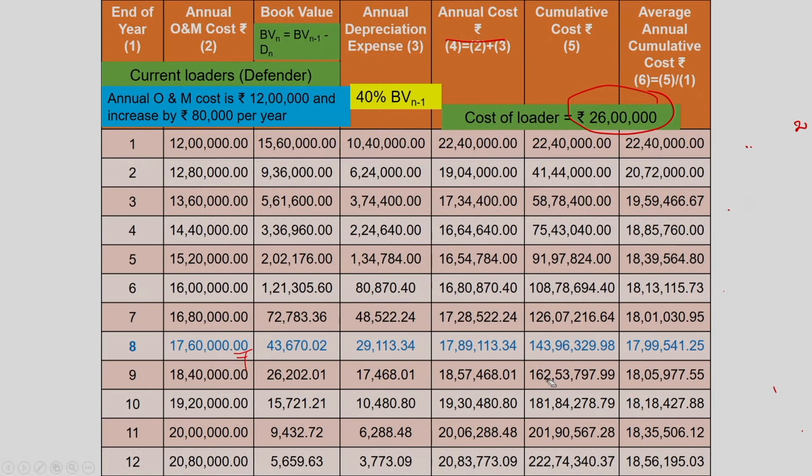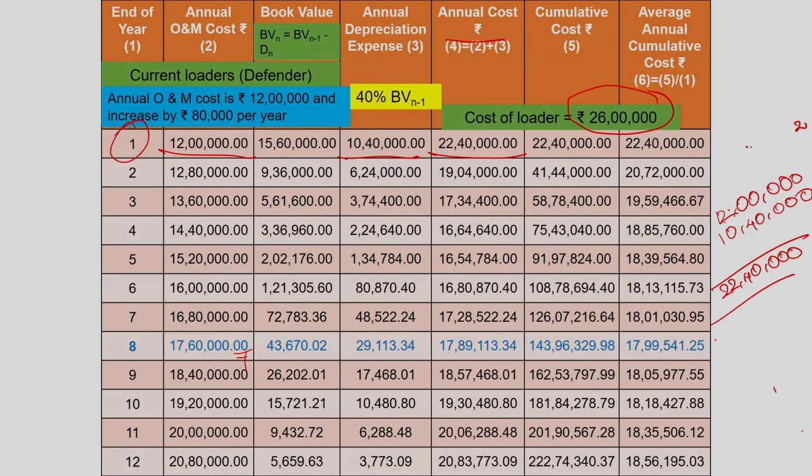Say for the first year, your operating and maintenance cost is 12 lakh. You add it with the depreciation at the end of the first year, that is 10 lakh 40,000. So, that gives you 22 lakh 40,000. That is the total cost for the first year.